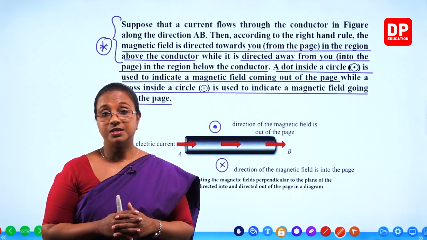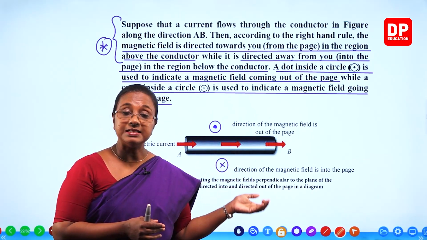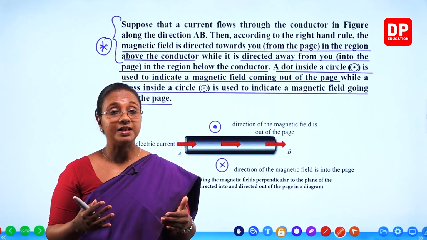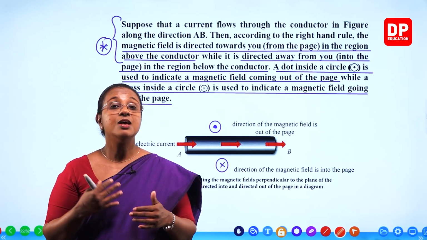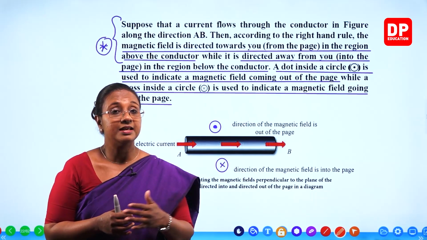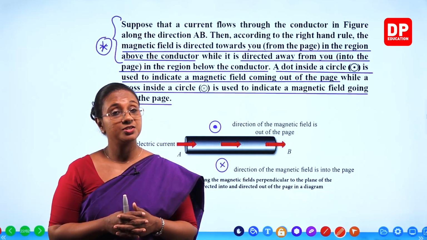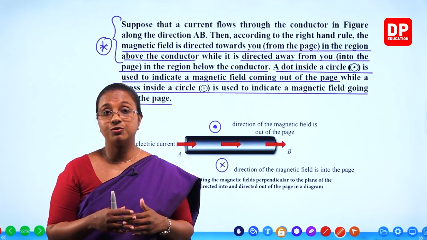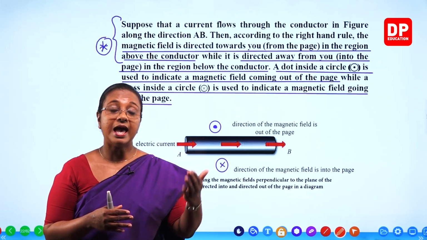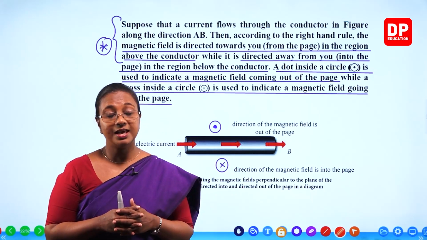So with that, students, I am going to end this chapter, and in the next chapter also we will continue the discussion where when there is a magnetic field and current flowing through it, whether there is a force generated, and if so, how this force acts on the conductor. So that will be our next chapter.